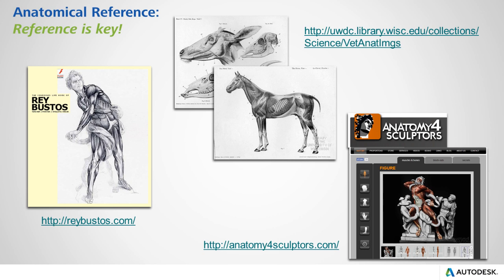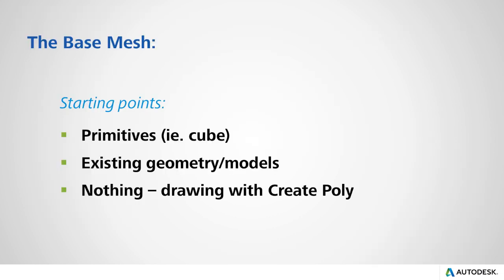So let's get into the base mesh. Let's take a look at a couple of different starting points. Whether we start with an existing primitive, for example, a cube, which we're going to look at in Maya, or a primitive like a sphere like we took a look at in that little time-lapse video within Mudbox, or using existing geometry or models, right? That kit bash idea.